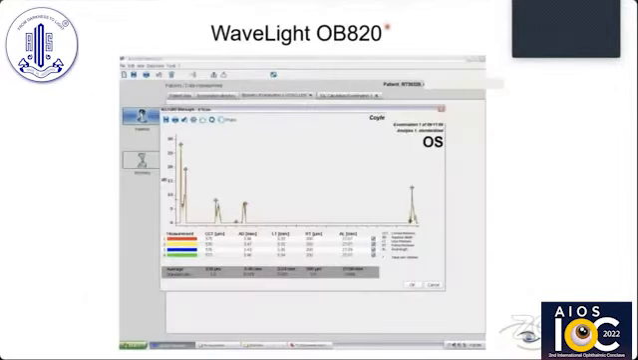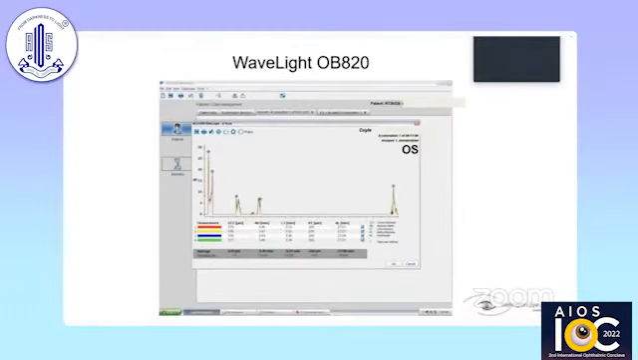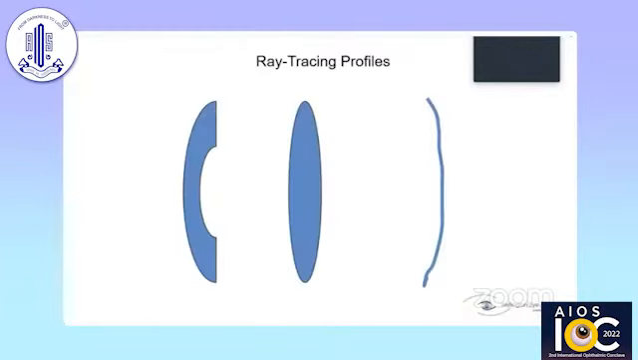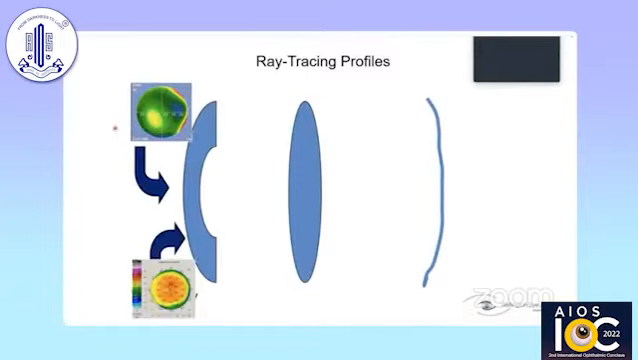The Wavelight OB820 allowed the lens to be visualized, anterior surface and posterior surface. This gave us the power to develop models based on the patient's own eye. Instead of using a refraction, the wavefront is used. Instead of using an arbitrary 43 diopters, a Pentacam is used with 24,000 data points.